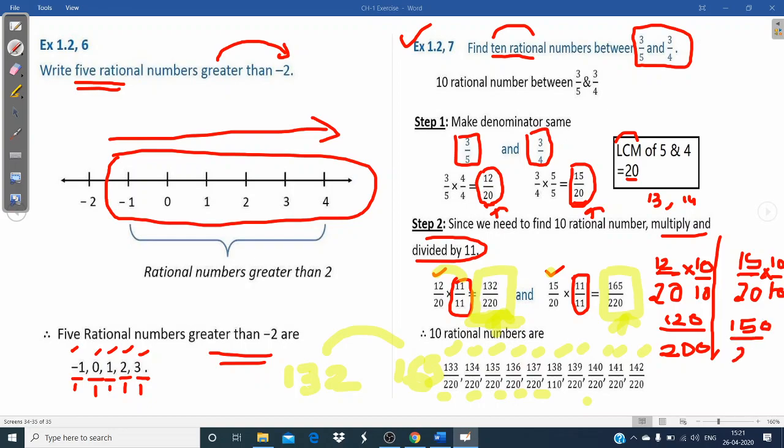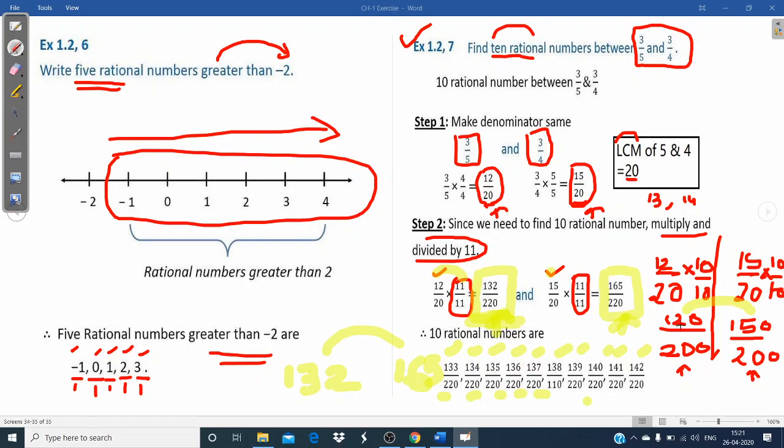upon 200. Now you can see this thing again, denominators are same, denominator is 200, and between 120 and 150 you can write easily 10 rational numbers. So it should be between 120 to 150, more than 120 and less than 150. These numbers are not included in that, remember student.